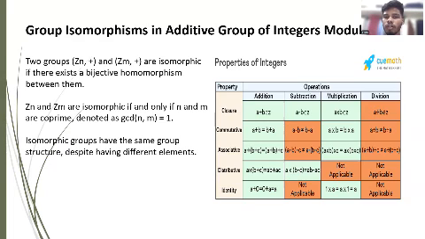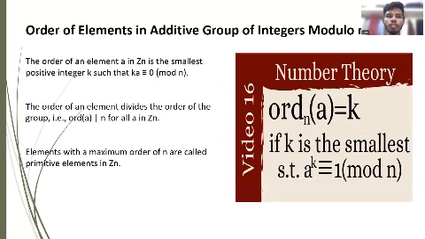So it will follow all the properties of the integers, which will be the closure property, commutative property, associative property, distributive property, and the identity property. So this is how the isomorphism will work with the help of the additive group of integers modulo n.